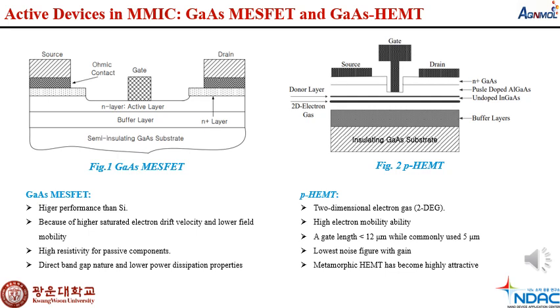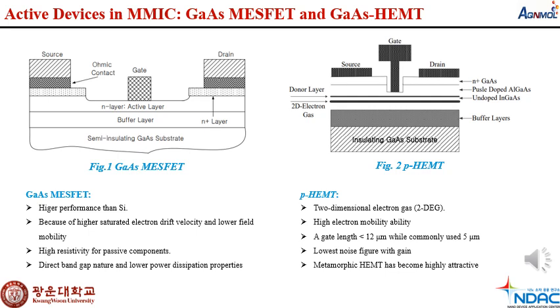On the other hand, we can see another figure. It is called gallium arsenide HEMT. For this figure, we can see the same semi-insulating gallium arsenide substrate, and it is a similar kind of fabrication to the gallium arsenide MOSFET device. Here we can also see the source, gate and drain, and there are some doped and undoped layers, and one layer is a donor layer, and a 2D electron gas is also available in this fabrication method. For the characteristics of this PHEMT, it is one kind of two-dimensional electron gas, and here is also high electron mobility ability.